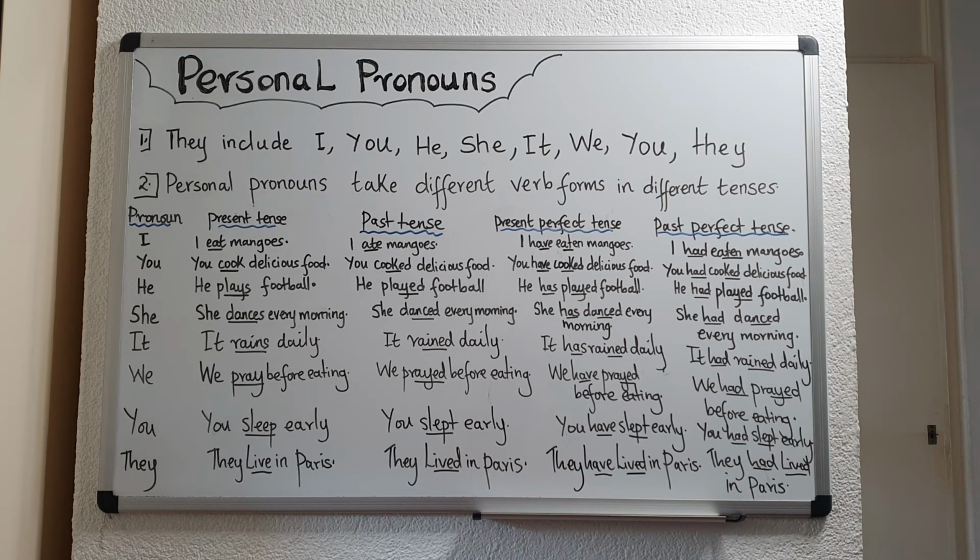We pray before eating. But in the past tense, you have to add ed at the end of the verb pray. We prayed before eating. And in the present perfect tense, you use have. We have prayed before eating. So in the present perfect tense, we always combine the personal pronoun we with have. We can never say we has. That is not correct English.